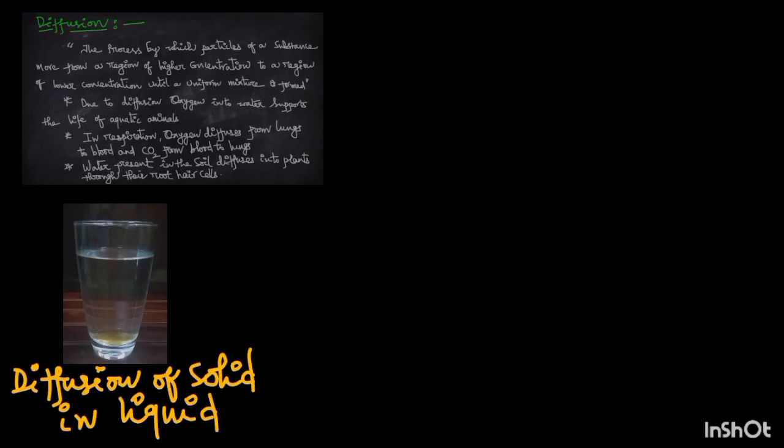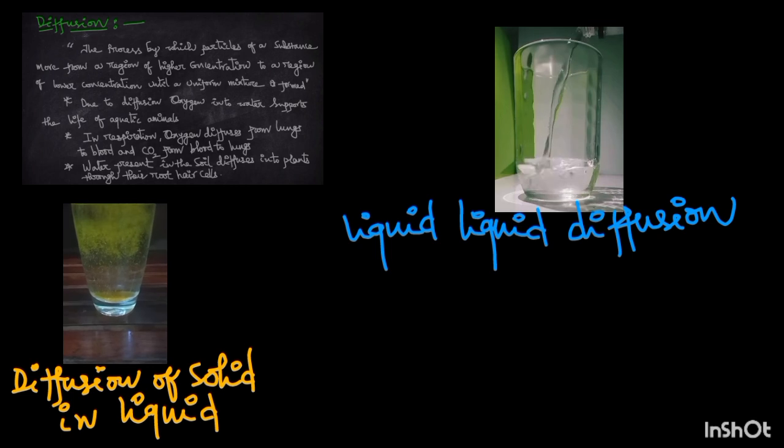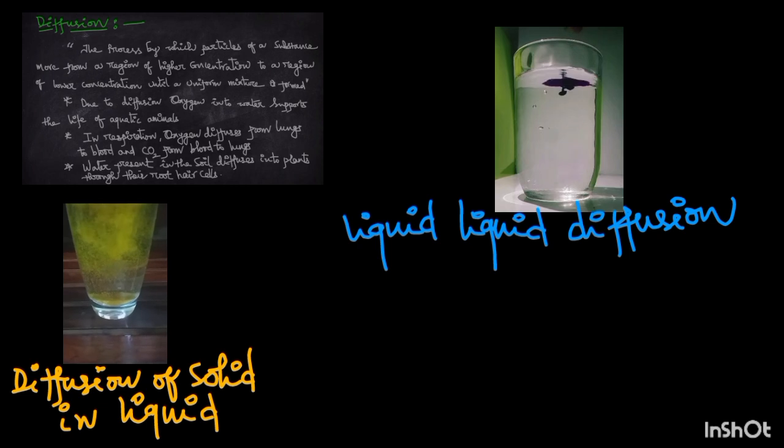Water is taken in a glass tumbler. A yellow color solid is allowed to drop in the water. Then the particles of solid are diffused into the liquid as shown. Here water is taken in the tumbler and a purple color liquid is allowed to drop in water, so that the liquid and liquid diffuse as shown.